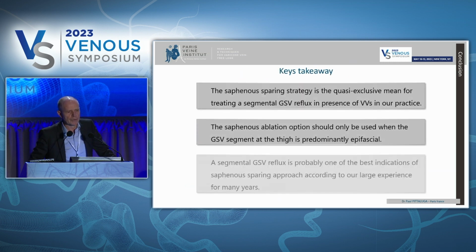In conclusion, the saphenous sparing strategy is the quasi-exclusive means for treating a segmental GSV reflux in the presence of varicose veins in our practice. Saphenous ablation, in our opinion, should only be used when the GSV segment at the thigh is predominantly epifascial. And lastly, a segmental GSV reflux is probably one of the best indications of the saphenous sparing approach, according to our large experience over many years.